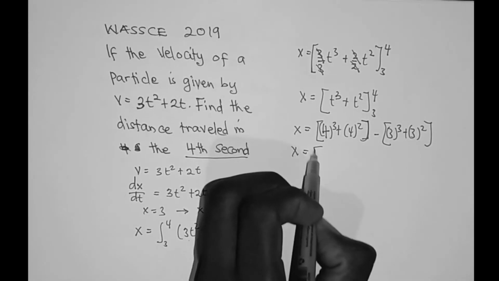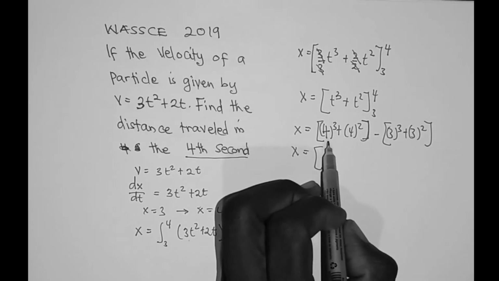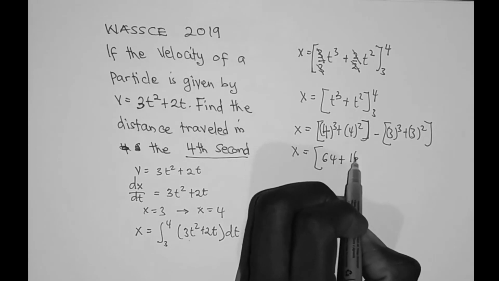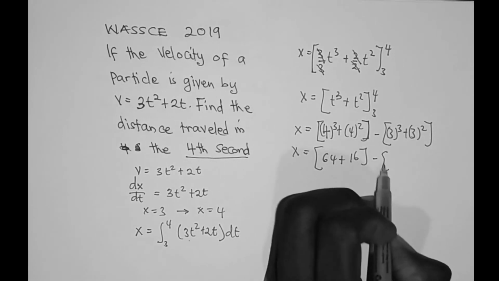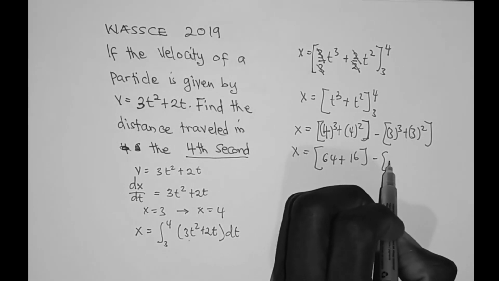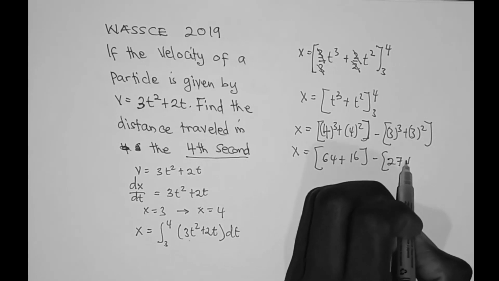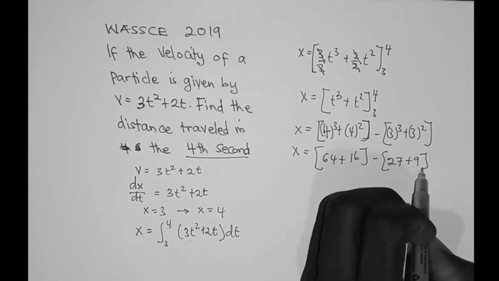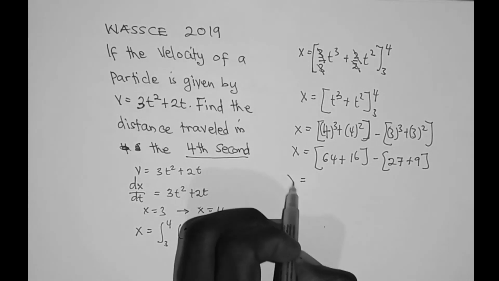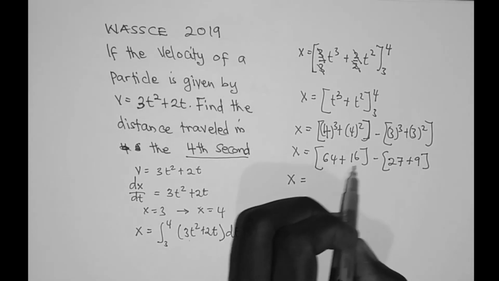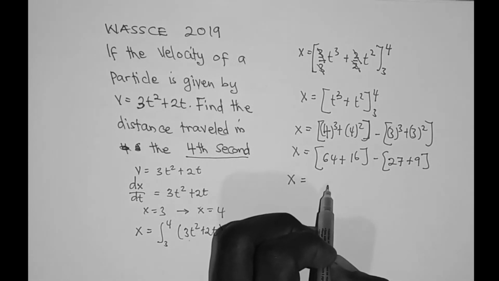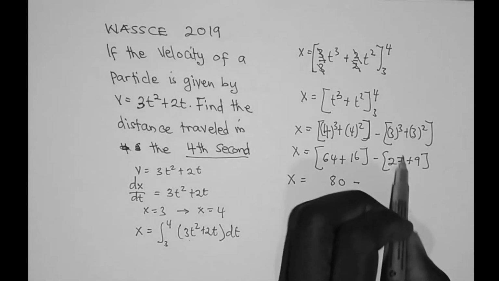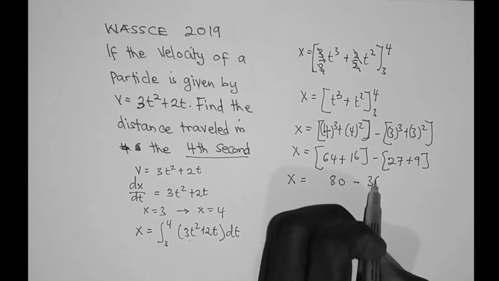So x equals 4 exponent 3 is 64. Then 4 exponent 2 is 16. And minus 3 exponent 3 is 27, plus 3 exponent 2, which is 9. So this is equal to 64 plus 16 is 80. Then minus 27 plus 9 is 36.